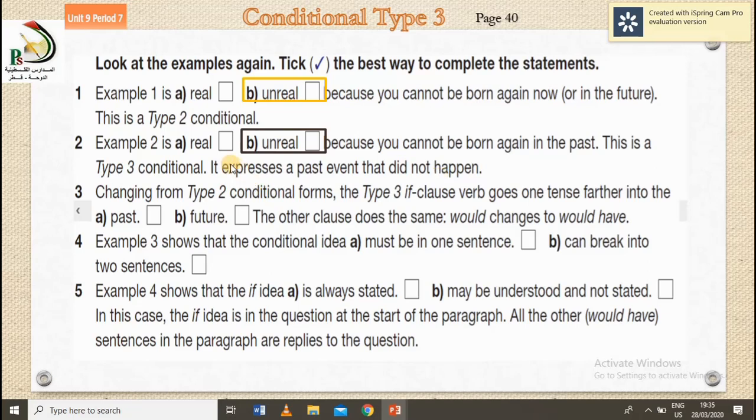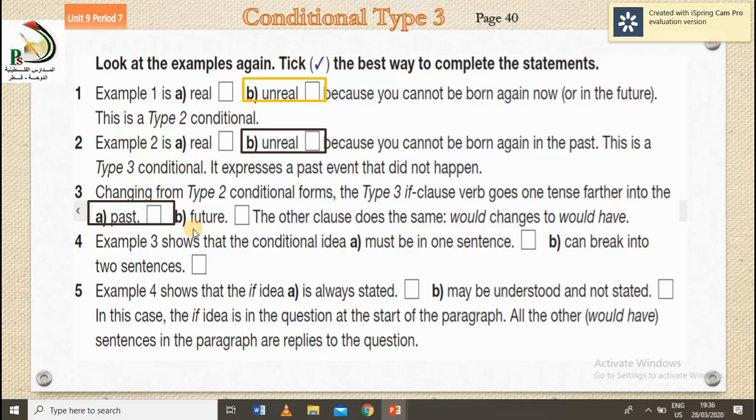Unreal. Changing from type 2 conditional forms, the type 3 if clause verb goes one tense farther into the past. See, type 2, listen to me please. Type 2 is if plus past simple. But when you come to type 3, that is if plus past perfect. So does it go into the past or into the future? Obviously, it goes into the past. And also in the main clause, the would goes to would have. And after that, we have a verb in past participle. Focus on this, it is very important.